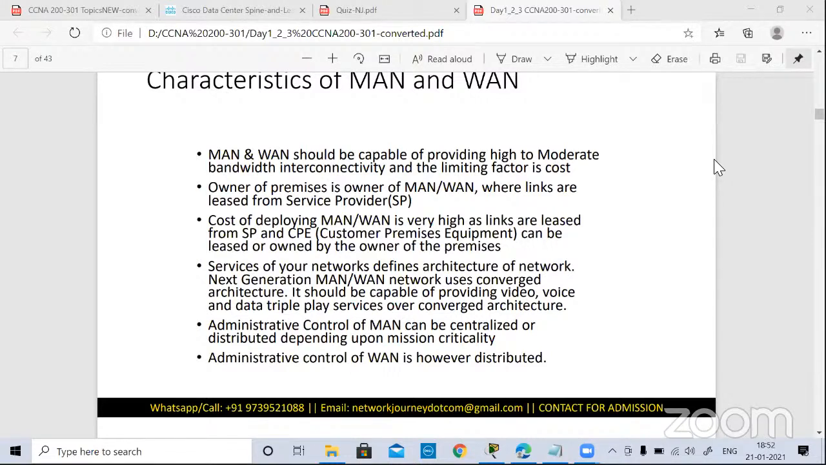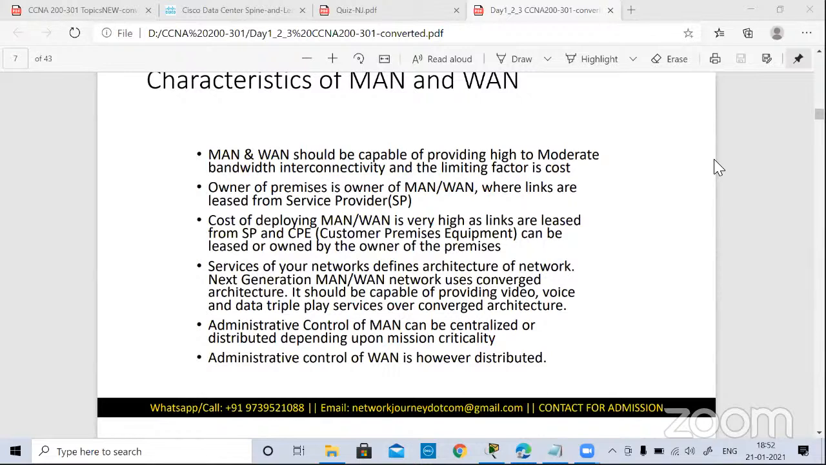Now the administrative control of a MAN can be centralized or distributed. The control means: whom should you approach when there is a failure, or the system has crashed, or anything happens, who is going to control? Either it can be in a centralized manner or in a distributed manner. Now for a WAN, obviously you need a distributed approach. You cannot have one centralized approach.